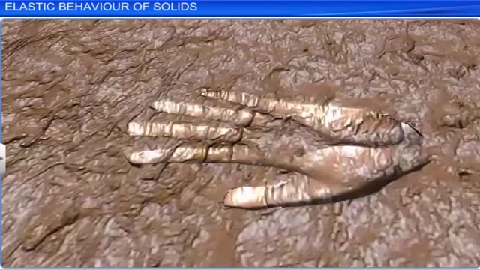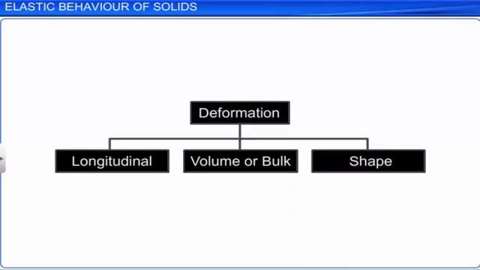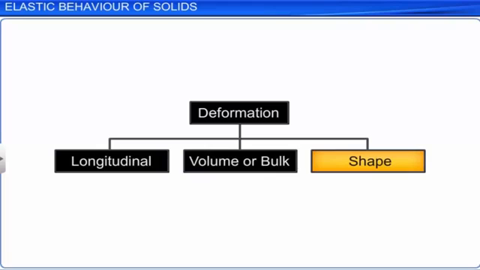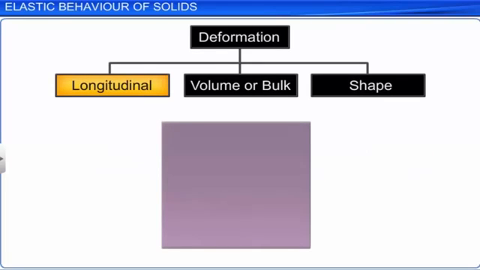A body can be deformed in one or more of three possible ways, namely longitudinal deformation, volume or bulk deformation, and deformation in shape. If two equal and opposite forces are applied perpendicularly to opposite faces of a body, the length of the body along the line of action of the forces changes. The length will increase for outward forces and decrease for inward or compressive forces.